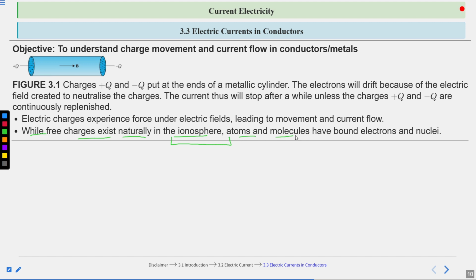But atoms and molecules have bound electrons and nuclei. Atoms and molecules have bound electrons. The nuclei are bound and electrons are also bound with these nuclei. In the case of metal, only the outermost electrons are free, but the innermost electrons are bound. In other materials like insulators, all the electrons are bound. They are not free to move.